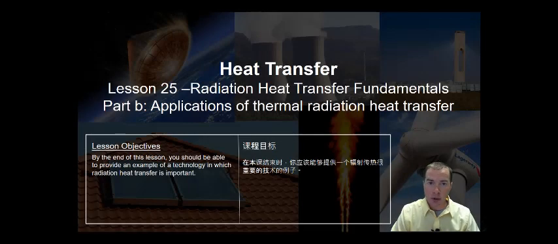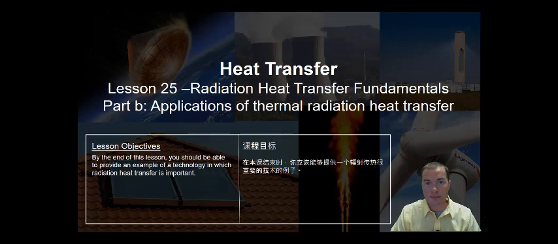This is the second part of the 25th lesson in heat transfer. In the second part of lesson 25, we will develop a list of applications in which thermal radiation heat transfer is important. Thermal radiation heat transfer is often important when temperatures are high or when rates of convection heat transfer are relatively slow at lower temperatures. By the end of this lesson, you should be able to provide an example of a technology in which radiation heat transfer is important.